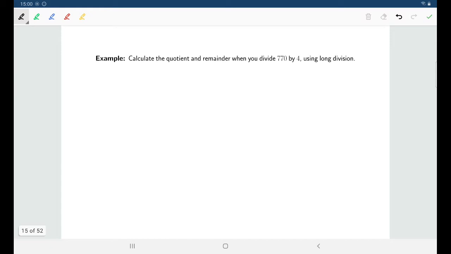Now we're going to have a little reminder about how long division works. We're going to do long division with numbers first, and then we'll do polynomials after. So here I'm dividing 4 into 770. Remember that when we're dividing with long division, the idea is we ask ourselves, how many times does the divisor go in? So in this case, how many times does 4 go into 7? And the answer is it goes in once.